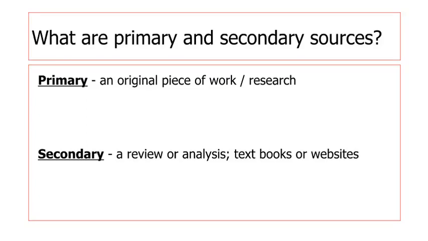The secondary sources are reviews or analysis of them, so textbooks or websites. If you think about going to an England game, a primary source could be someone sat inside, hopefully quite happily, inside Wembley Stadium, whereas a secondary source is a match review on the BBC website. So it's taking the primary source and someone's reviewing it or analysing it or putting their own spin on it.